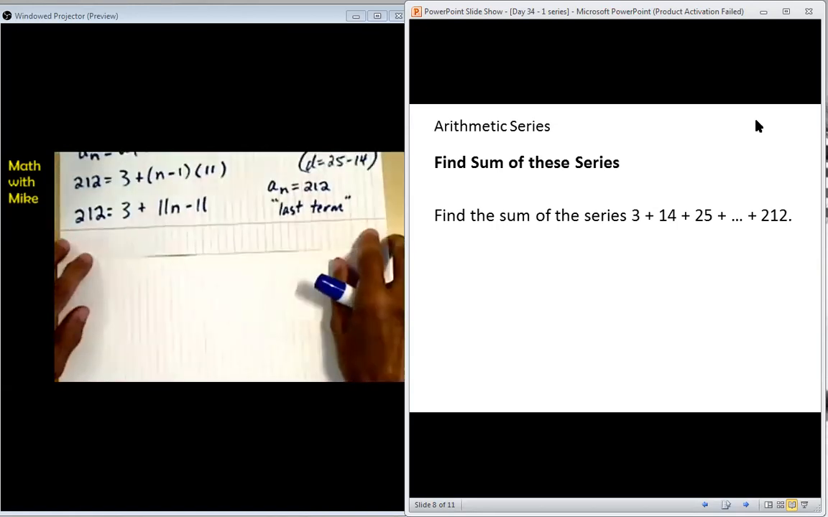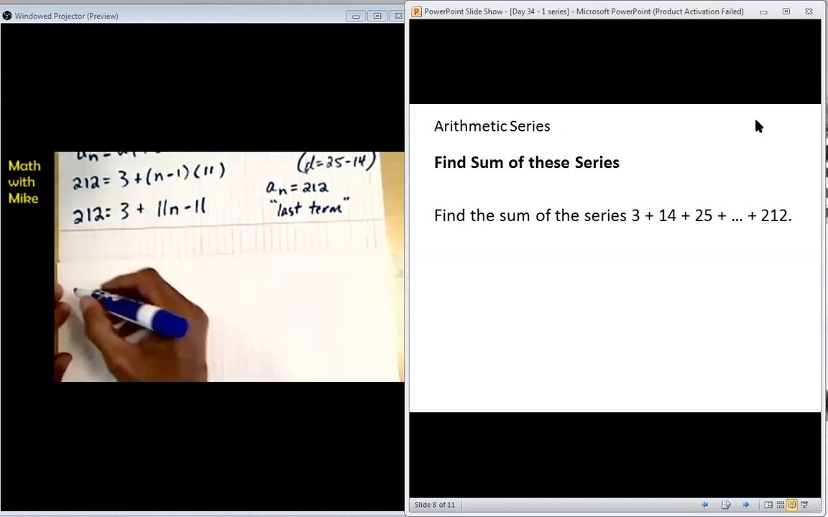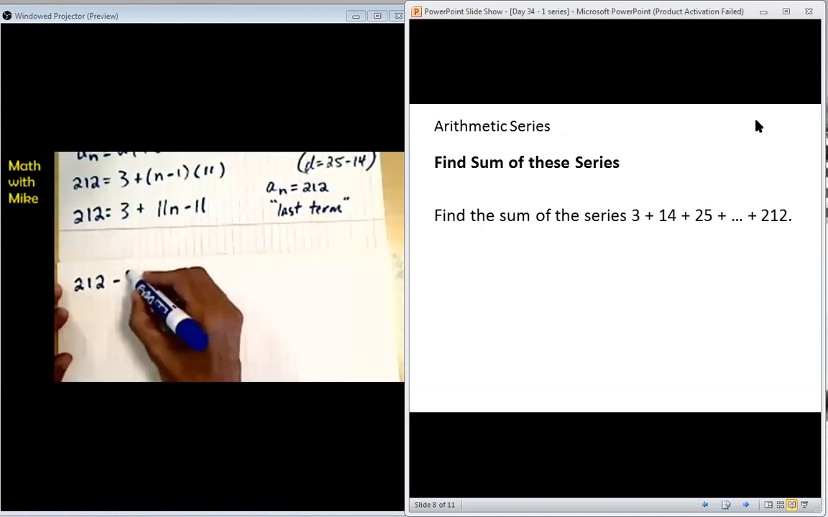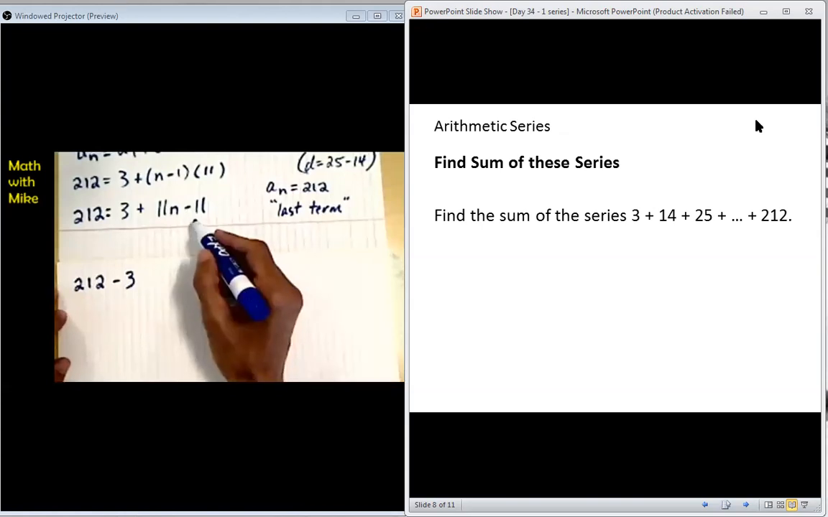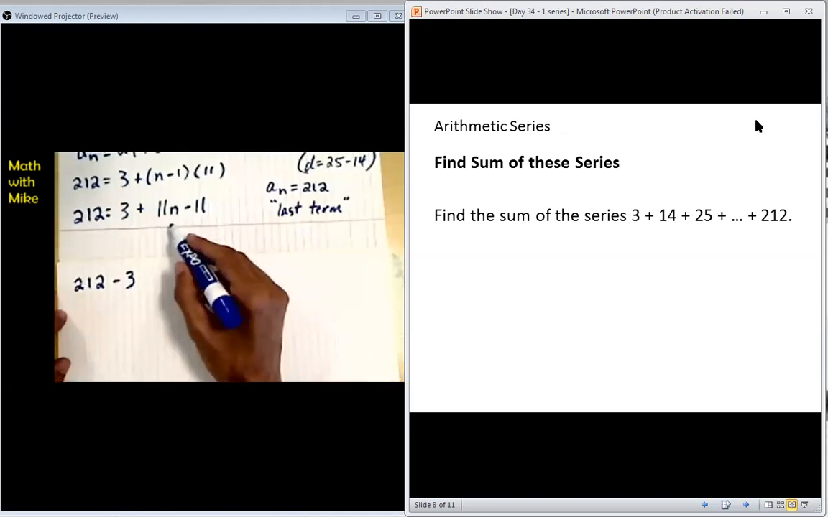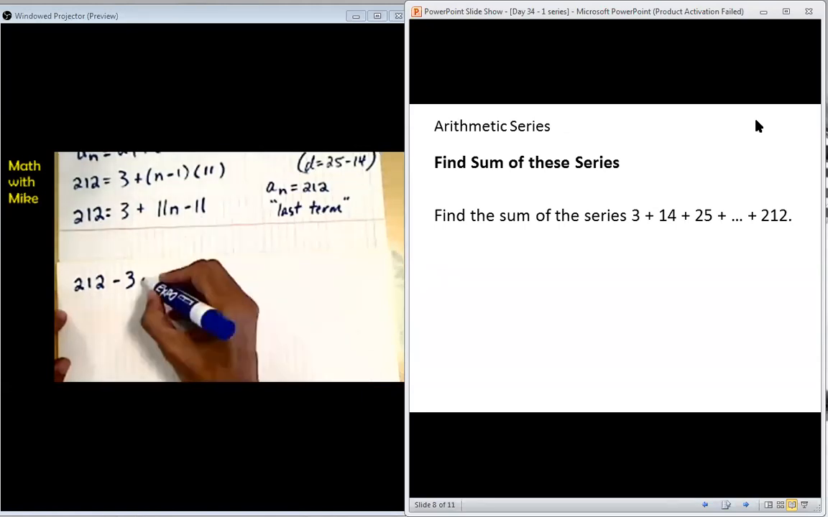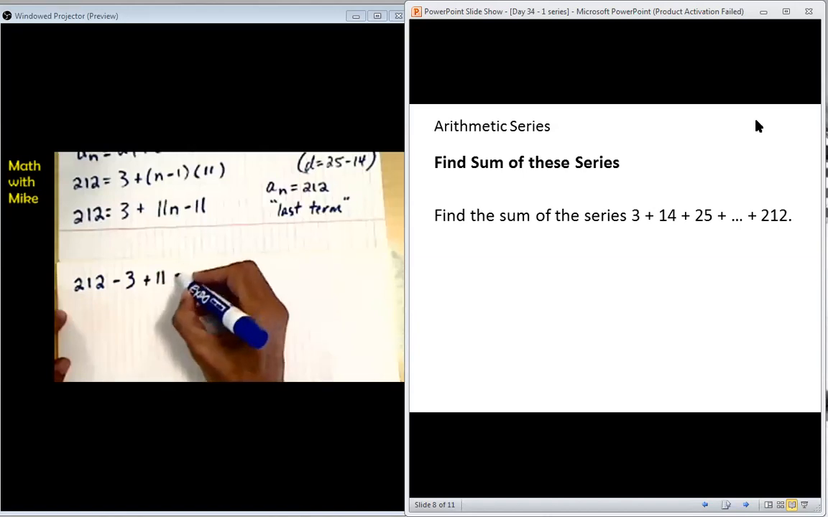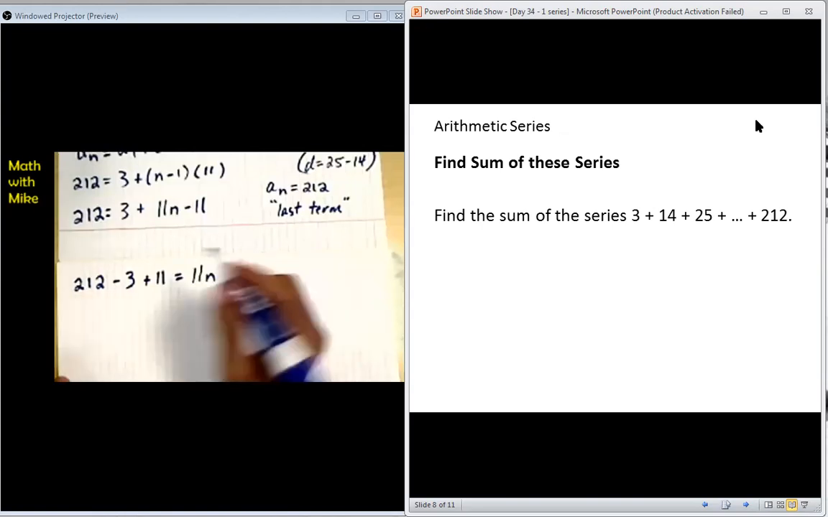So we've got to get 11N by itself. When the 3 goes to the other side, what happens? It becomes minus. When the minus 11 goes to the other side, what happens? It becomes plus. The 11N stays on the right-hand side because it's positive.